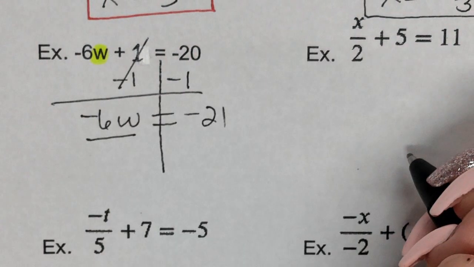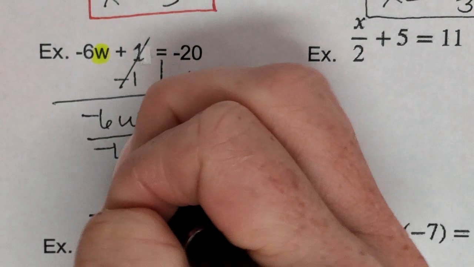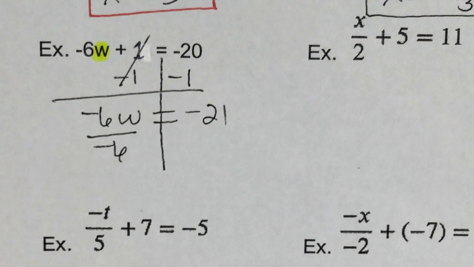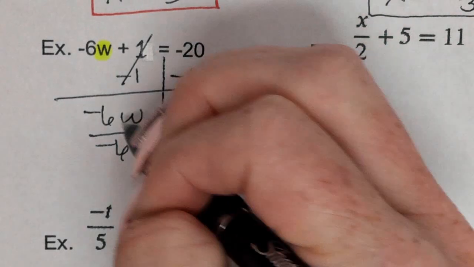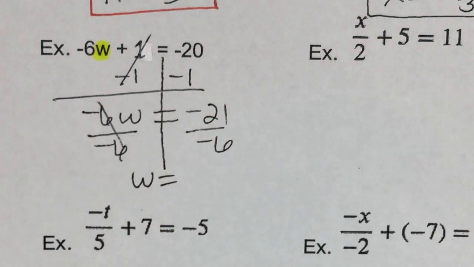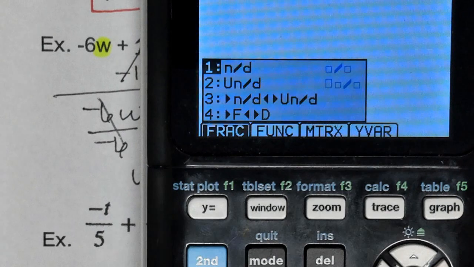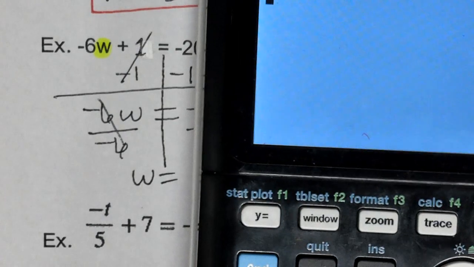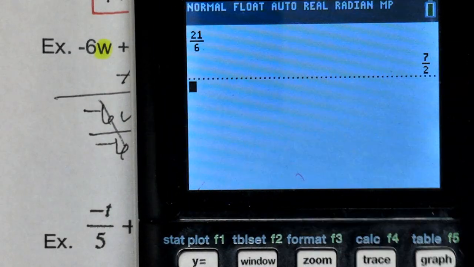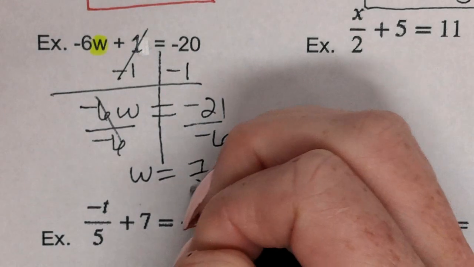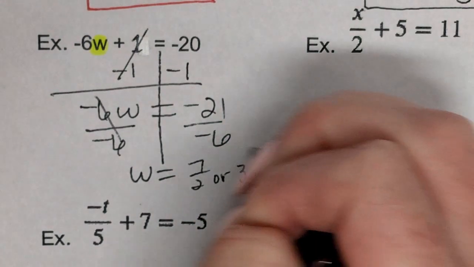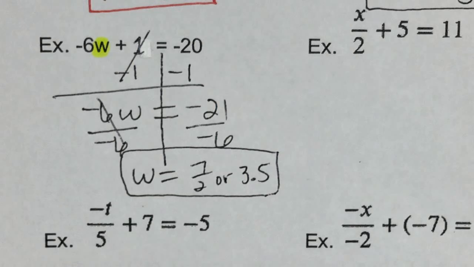Divide by what? Negative 6. What happened if you divide by positive 6? What's left over there? A negative sign. We don't want that left. So I have W equals negative 21 over negative 6, an improper fraction that can be simplified. If you want to see how it simplifies, just type in alpha y equals 21 over 6, and it will simplify it to 7/2 or 3.5. Either answer would be a good answer.